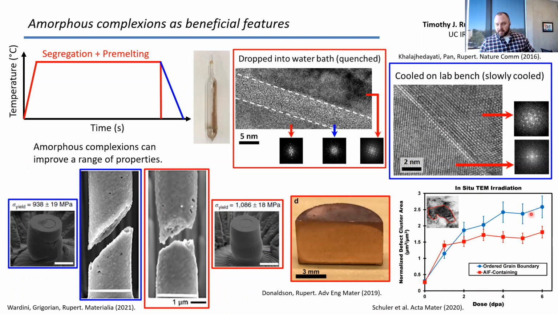What's shown here is some in situ ion irradiation in the TEM, in collaboration with some of our good colleagues at Sandia National Lab. The blue curve is the rate at which you build up defects inside of the grain structure during ion irradiation in the ordered boundary sample. And the red one is the same exact microstructure in every other way, except it was quenched and we have those disordered films. And we can see a pretty appreciable difference between those two curves.